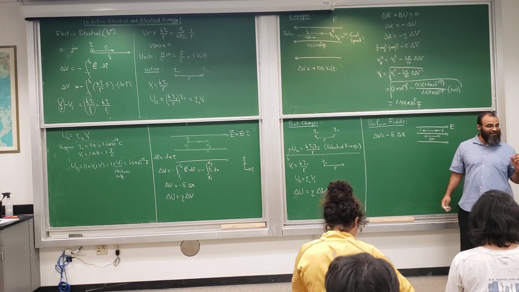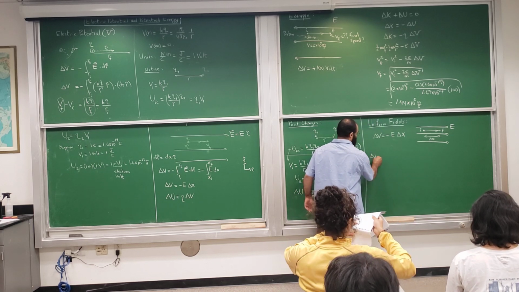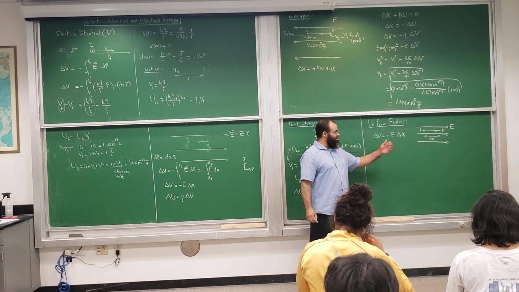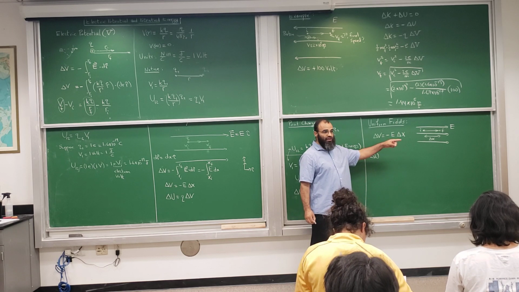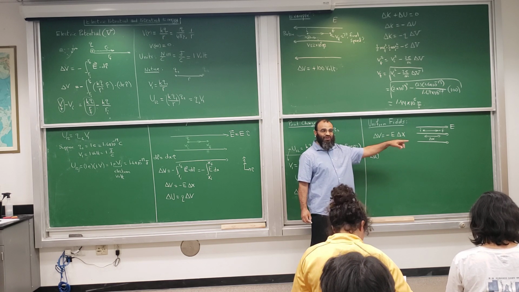The potential energy, delta U, if it's a positive charge, it will increase if you move against the field. It will decrease if you move in the direction of the field. If it's a negative charge, the potential energy increases if you move with the field. It's just the reverse.